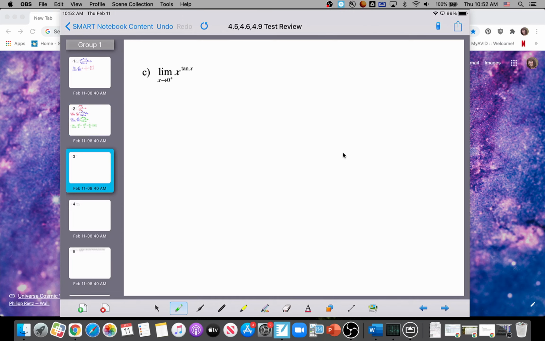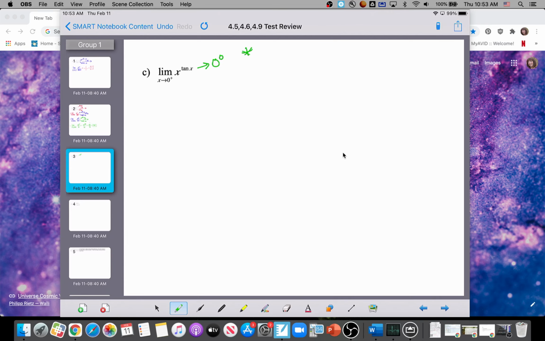Part C, we have a function where we have a function raised to a function. This is one of those situations where, first of all, when we plug 0 in, we are going to get 0 to the 0 power. That's one of our indeterminate forms where we're going to have to use the natural log of both sides to try to rewrite this so that we can get to a point where we can use L'Hopital's rule.